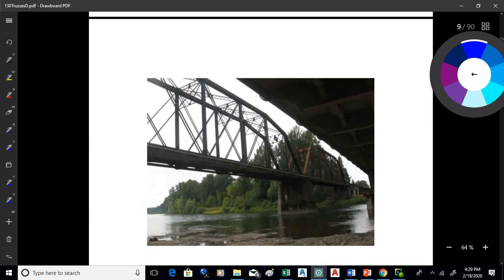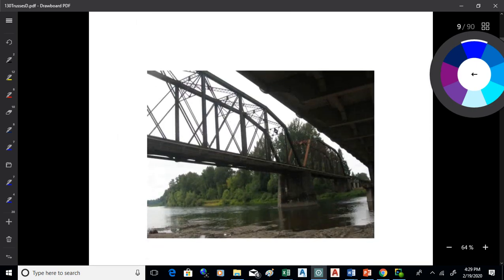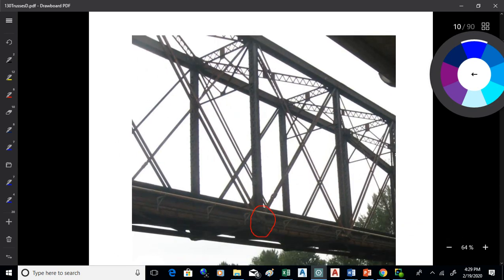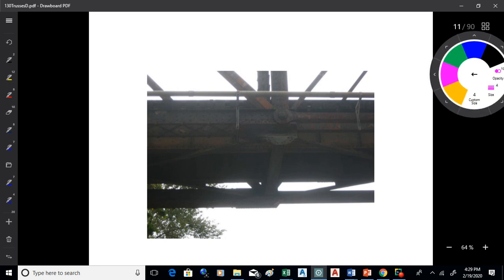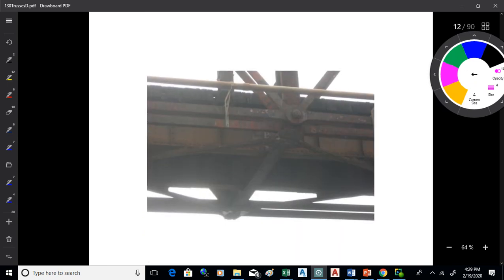There's a railroad bridge over the Santiam River at Jefferson. The light just wasn't right for this photo, but you can see it right there. See that pin going through there? Hard to see. Got a better picture. Here we go, it's a little bit better up top. See that pin up there? They actually used to use actual pins in these big joints. So that's the assumption, a frictionless pin joint.